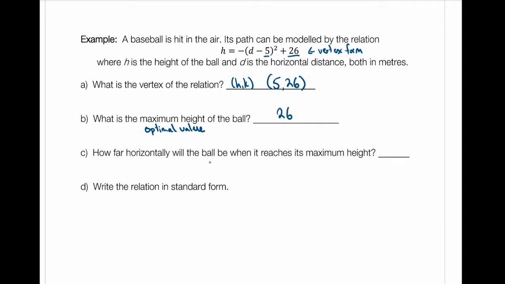How far horizontally will the ball be when it reaches its maximum height? This is basically asking for the x value of the vertex. So in this case, it'd be 5 meters. So the ball will be 5 meters away horizontally when it reaches its maximum height.